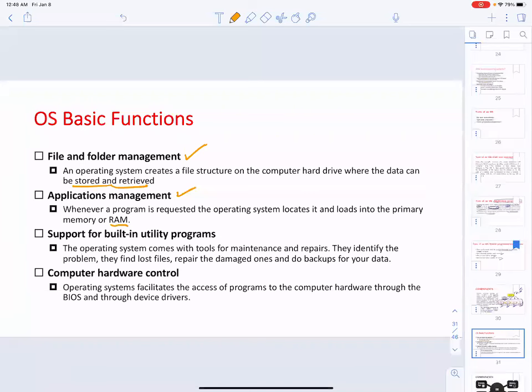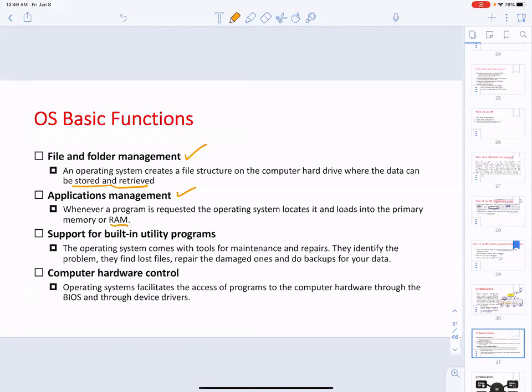Also, the operating system should support built-in utility programs, because when we design an operating system, it should come with tools for maintenance and repairs. As I said before, these tools would identify where the problem exists, which files have been lost. They will be able to find those lost files, repair the damaged ones, and do backups for your data.